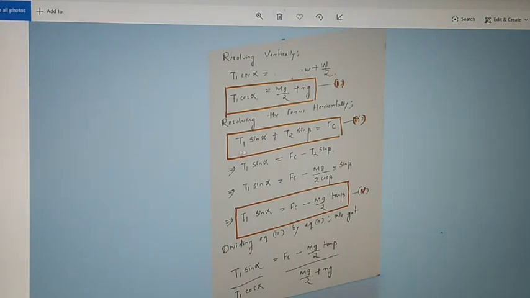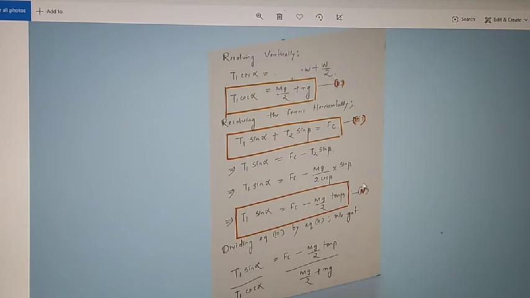So T1 sin alpha is equal to Fc minus T2 sin beta, and the value of T2 is found from equation number 1, that is mg by 2 cos beta. So T1 sin alpha is equal to Fc minus mg by 2 tan beta. This will be equation number 4.